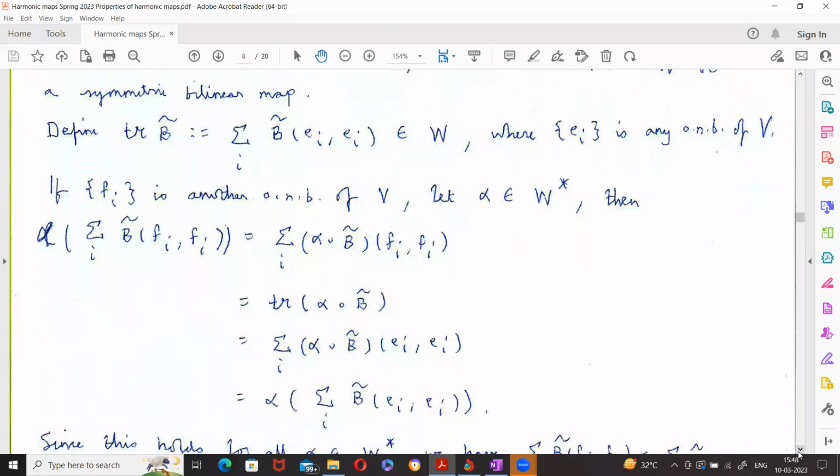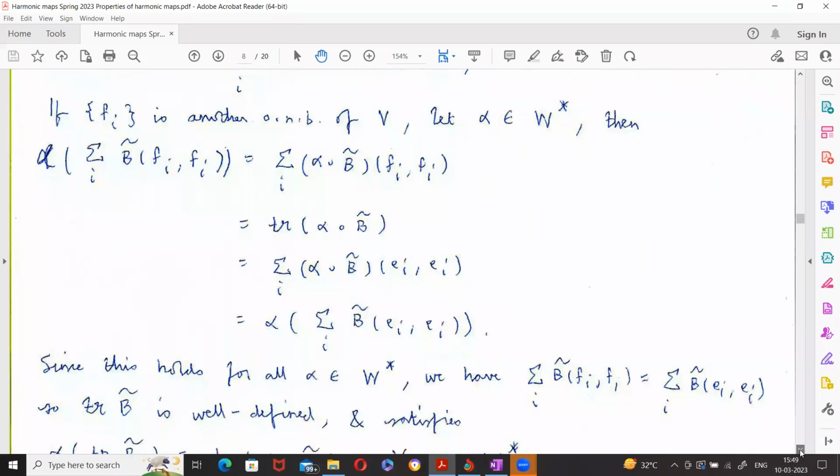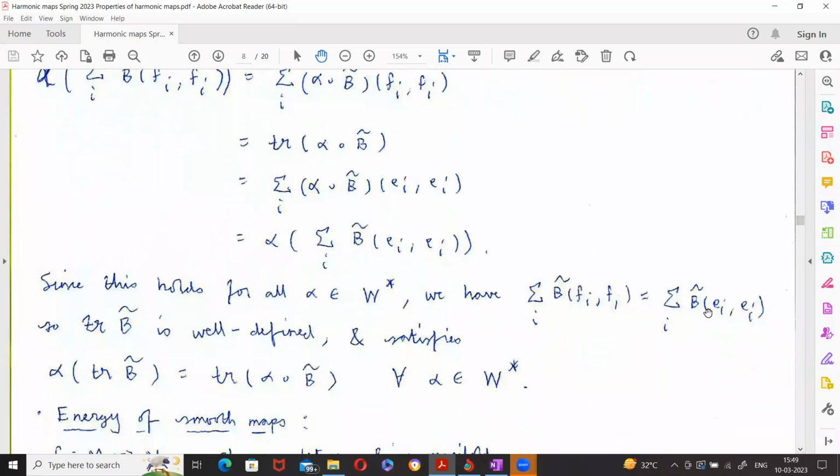But now the trace of alpha composed with B tilde, I can also compute using the orthonormal basis e_i instead of f_i, because this is a scalar bilinear function. So this is also the sum over i of alpha composed with B tilde of e_i comma e_i. And again, I take the alpha outside. This becomes alpha of the sum over i of B tilde of e_i. Now, since this is true for all elements alpha of the dual, it follows that the vectors inside are equal. So the sum over i of B tilde of f_i is equal to the sum over i of B tilde of e_i. Is this clear?